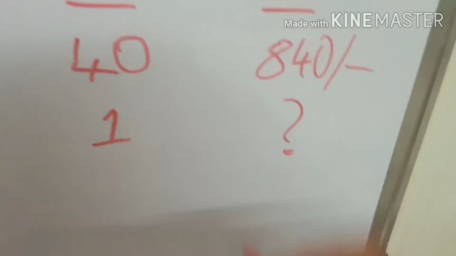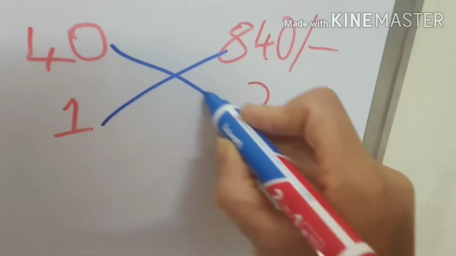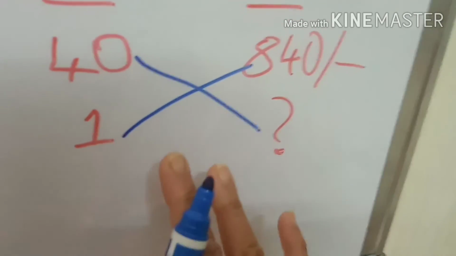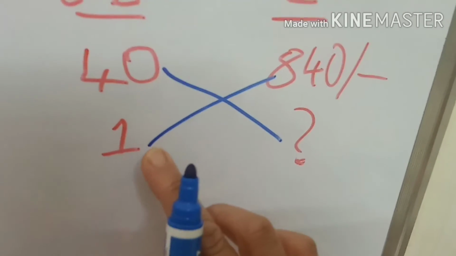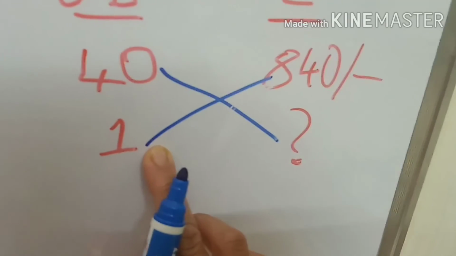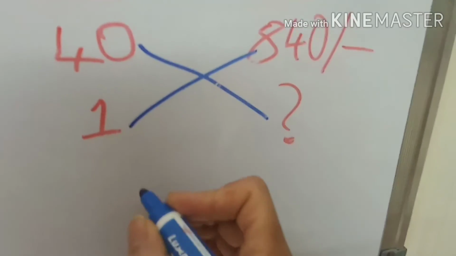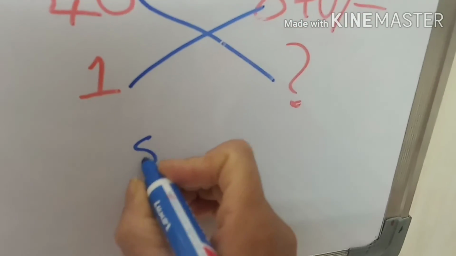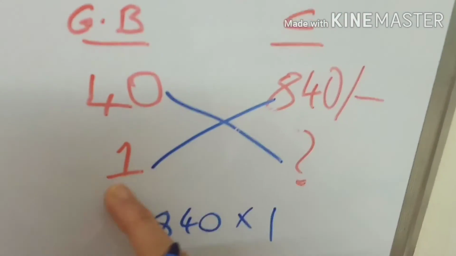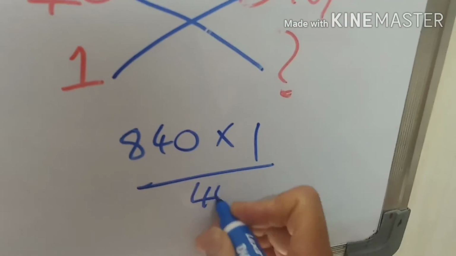As I have told you, first of all we need to cross it, this into mark, we need to cross it. Okay, and after crossing, as I have told you, the numbers in the same line have to be multiplied and the number which is in the opposite side should be divided. Now what are the numbers in the same line? 840 into 1. Here 840 into 1 divided by 40.